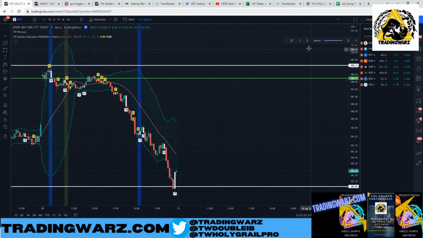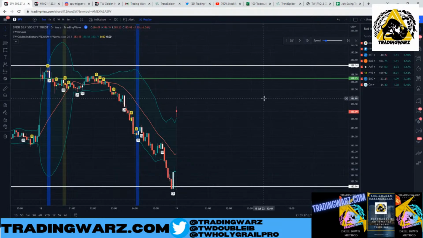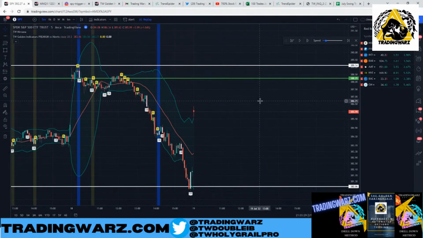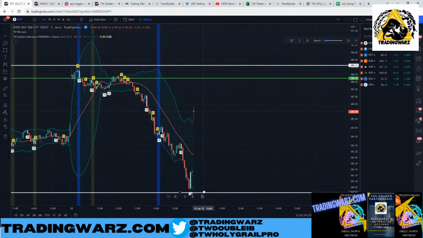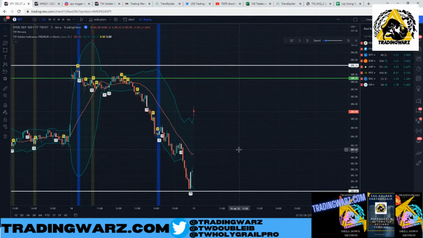The first thing that comes in here, guys, is we open literally in the middle of the range. And normally when we open in the middle of the range like this, it's a sign that we're going to have some chop, and usually the chop is in the morning. And that's what we had: chop in the morning right off the bat.